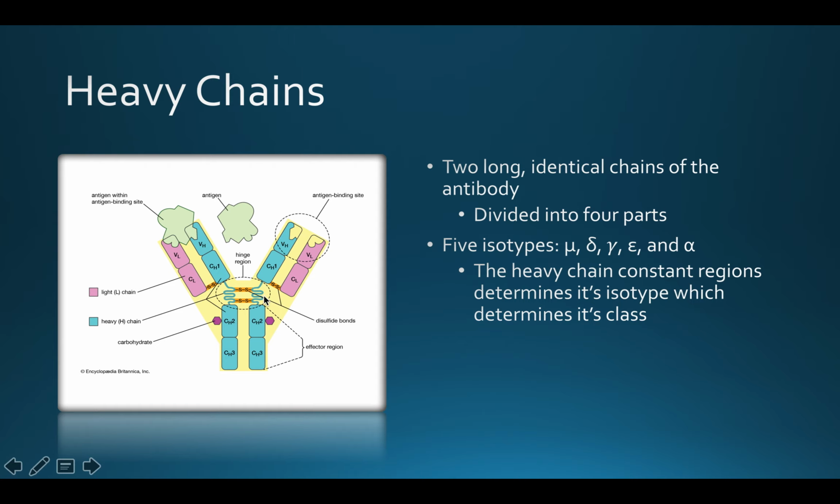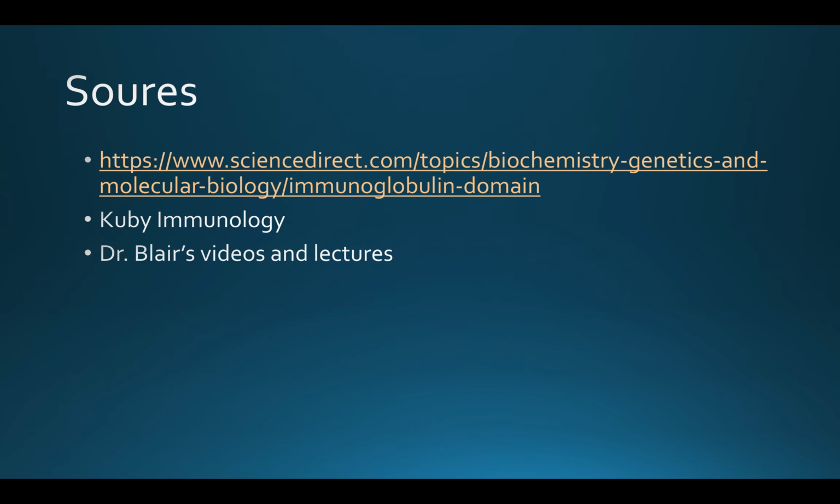Also on this part, we have what's called the hinge region, and that's what causes the Y part of the antibody to be formed. In between your heavy chains and your light chains, you have disulfide bonds, and that's what holds them all together and forms the overall antibody shape.